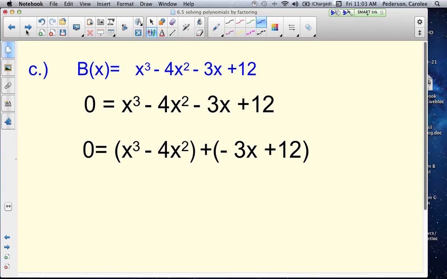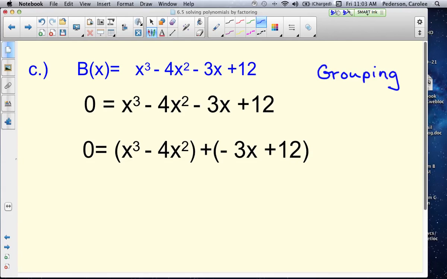This is 4 terms. So the method of factoring for 4 terms is what we call the grouping method. So we want to group 2 terms that are alike, that have a common GCF, and then 2 more terms that are alike that have a common GCF. So I'm going to group the first 2 and the last 2 terms together. And that's in step 3.